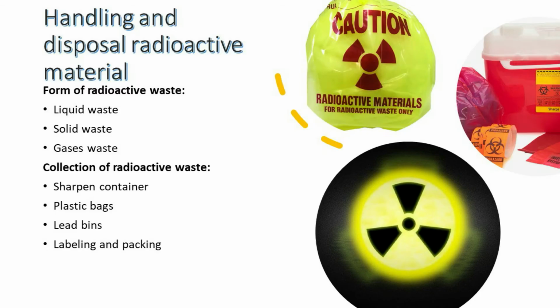There are different types of radioactive waste. One of them is liquid waste, solid waste, and gaseous waste. There are collections of radioactive waste. It can be sharps containers, plastic bags, lint bins, or labeling and packing. This means that when you dispose of them, you have to label and pack them properly.